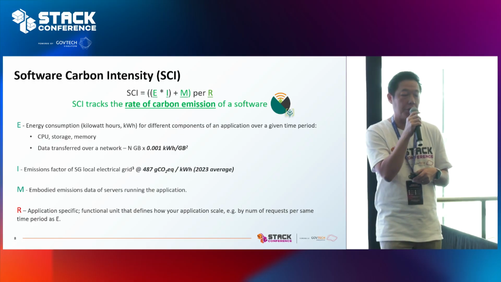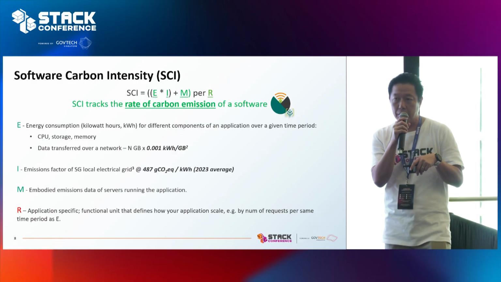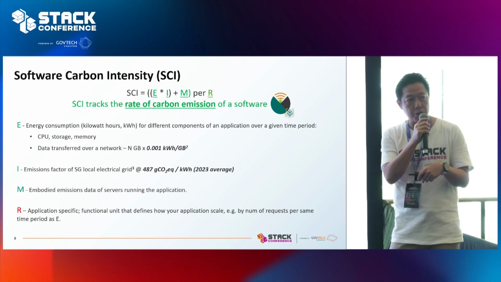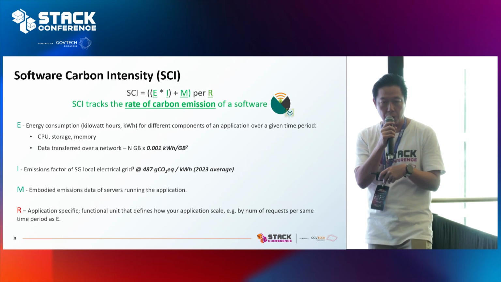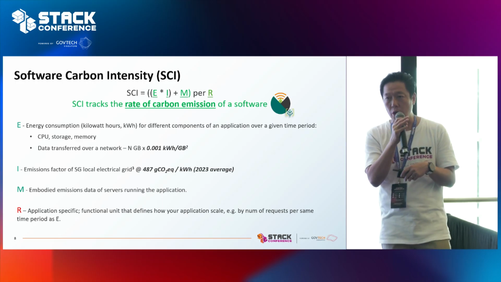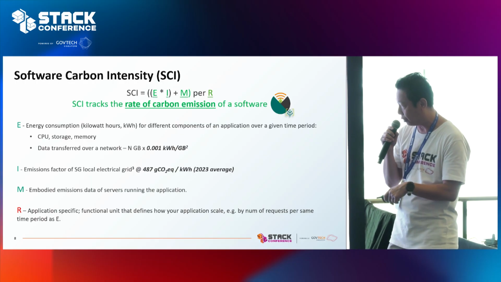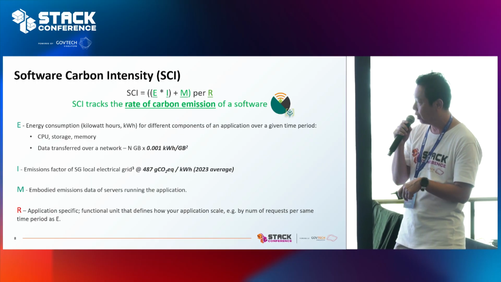So it can be anything that you define. If your application is scaling by number of users, then your R is number of users. If your application scales by number of requests, then the R is number of requests. If it scales by number of concurrent sessions, then your R is number of concurrent sessions, right? So it's quite easy, right? You can define this for your own application.